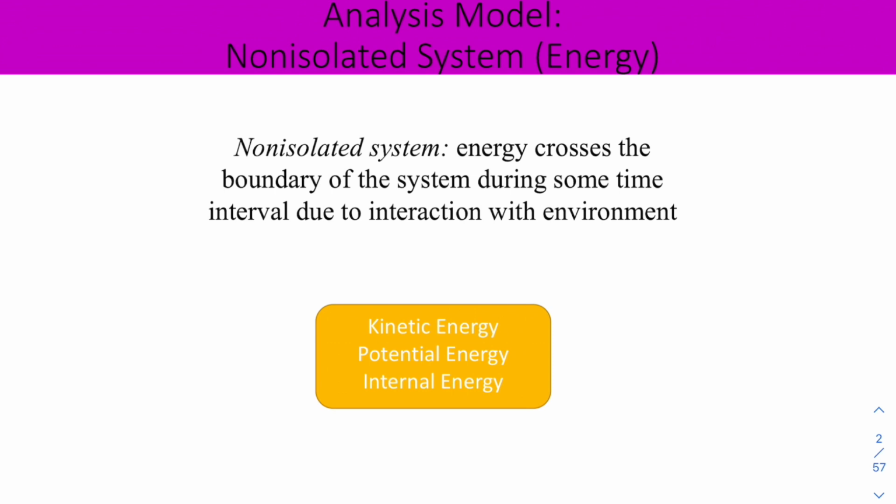In terms of energy, the one that is so common to us is actually the non-isolated system. Non-isolated system means that the energy of the system crosses the boundary of the system itself during some time interval due to interaction with the environment. So let's consider this a model of a system. Within the system, the energy consists of three types: the most common, kinetic energy, potential energy, and internal energy.